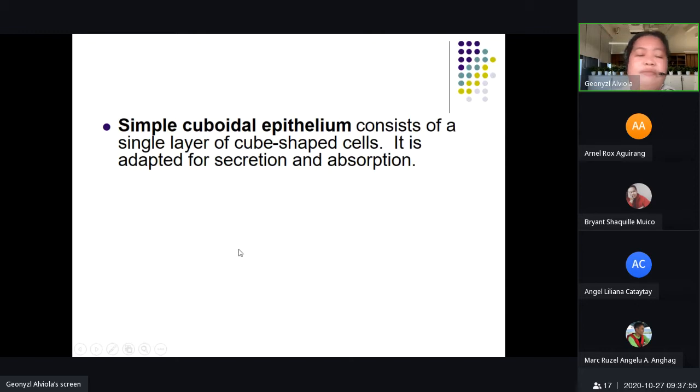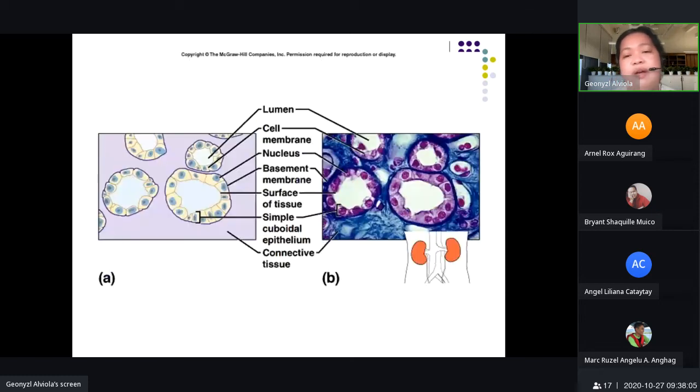Next, we have the simple cuboidal epithelium. It consists of a single layer of cube-shaped cells. It is adapted for secretion and absorption. Mostly found in glands. Here, the kidney tubules. It can also be in skin glands, sweat glands, the parotid glands, submandibular glands, and they are cuboid.